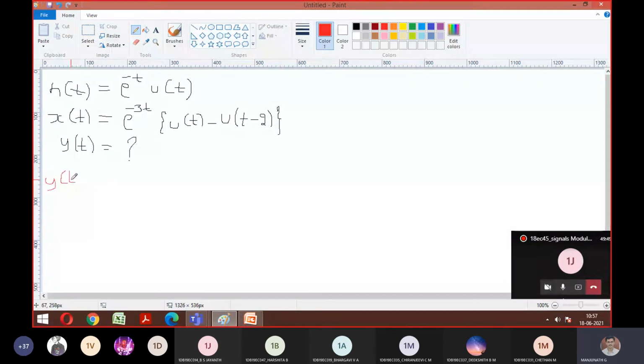So y of t is equal to, each problem will go up to 8 to 10 marks, so understand and do. Convolution, you know, x of t into h of t. The formula is from minus infinity to plus infinity x of tau into h of t minus tau into d tau. So now the target is you need to plot x of tau and h of t minus tau. Okay, fine. So this is the generalized formula. So write this formula first.